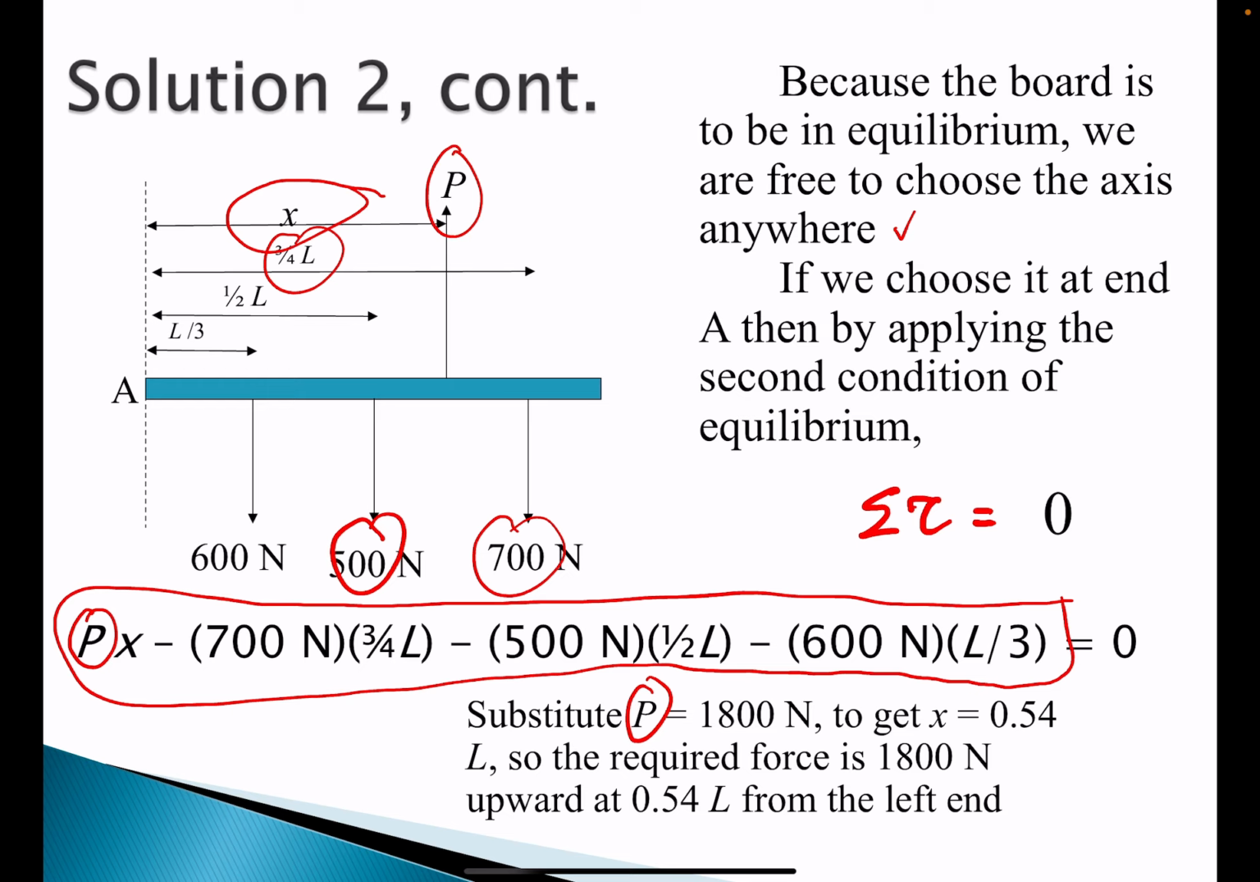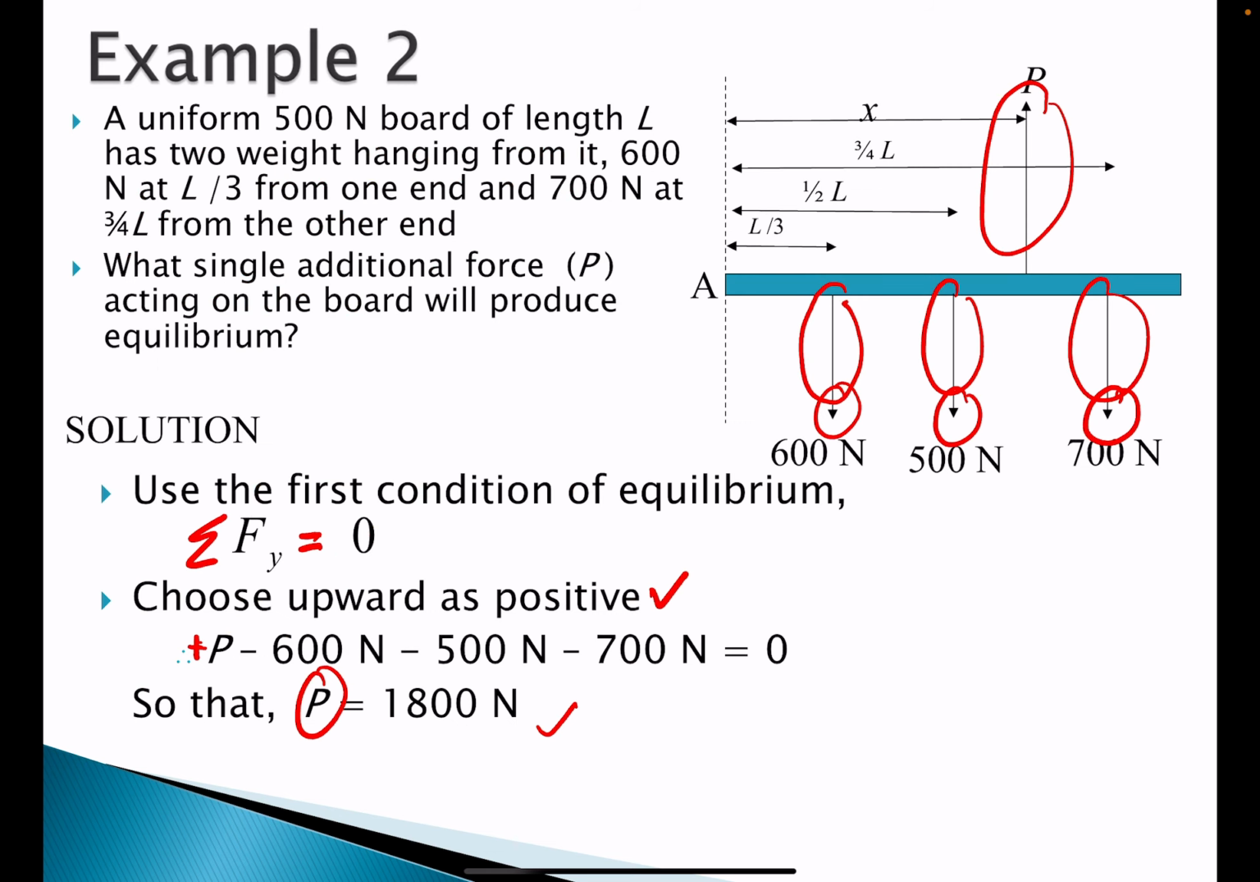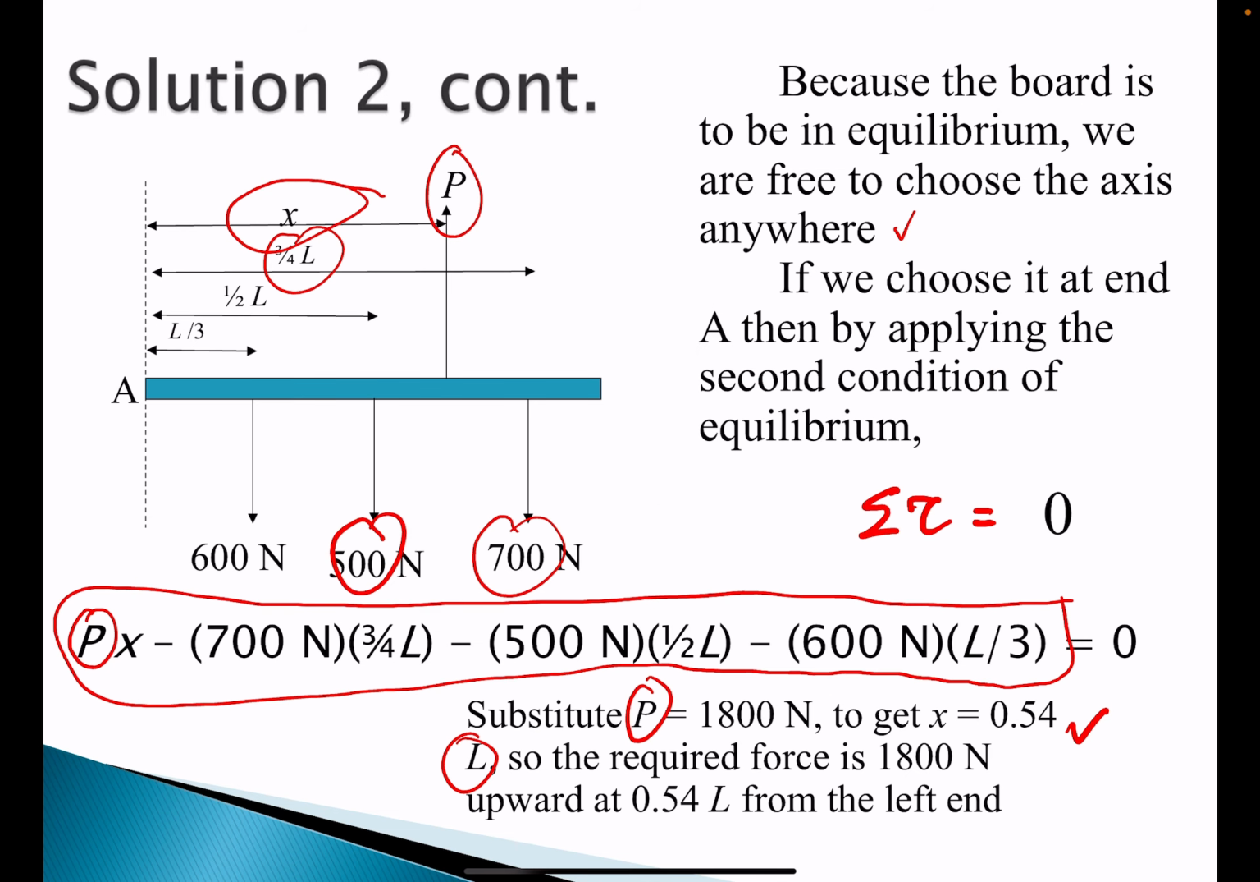To get X equals 0.54 L. So from the first condition, we get P equals 1800 Newton, and then you substitute the P with 1800 Newton, and you will get X as 0.54 L. So the required force is 1800 Newton upward at 0.54 L from the left end.